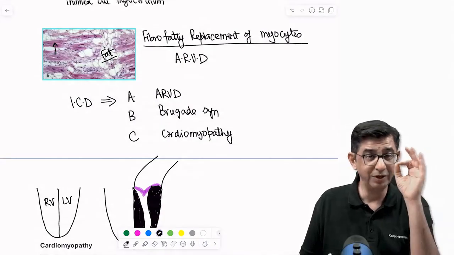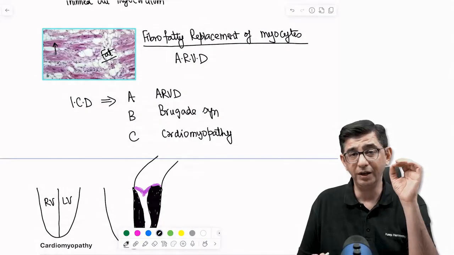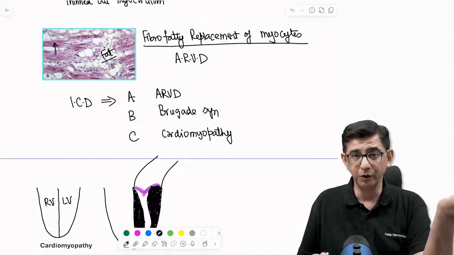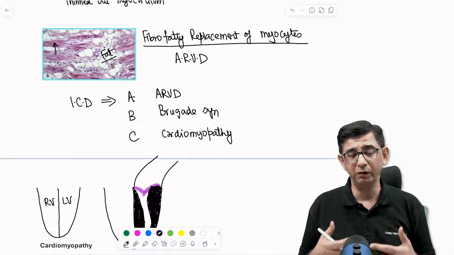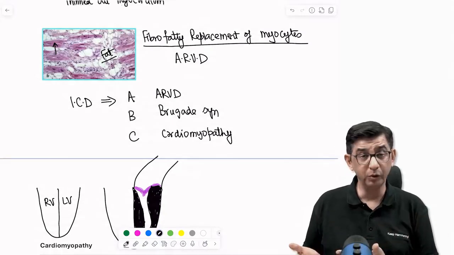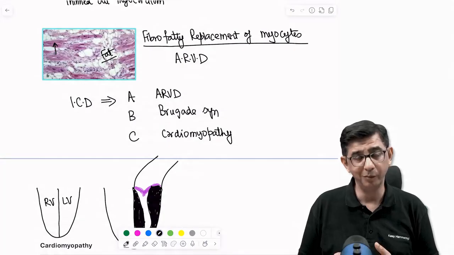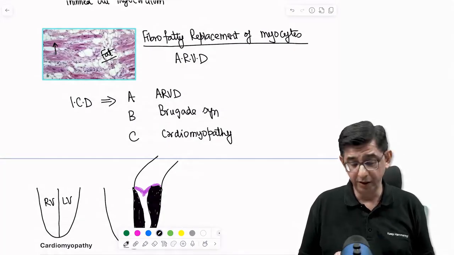ICD is a device that is basically used to prevent death due to recurrent tachyarrhythmias, because we can't wait for the patient to develop VT, VFib and come to the hospital. He may not reach the hospital in time in most of the cases, and the patient can die at home.